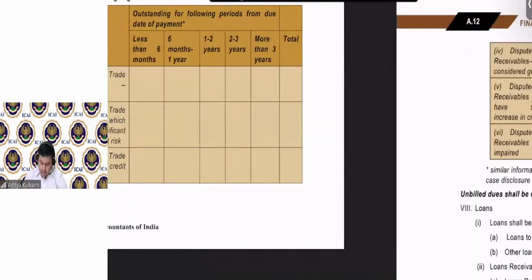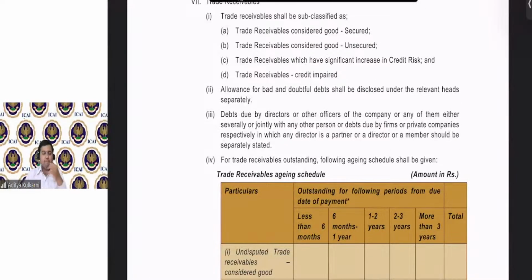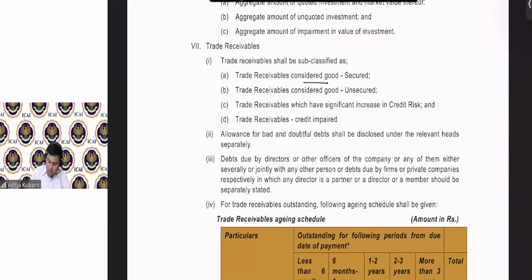Okay, coming to the next one, the most important changes. I'll just highlight whatever is important, what has been amended recently. So your trade receivables, you are going to categorize as trade receivables considered good, which are secured, considered good which are unsecured, having a significant increase in credit risk, and trade receivables which are credit impaired.